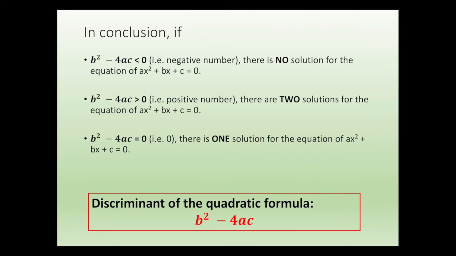So in summary, if b squared minus 4ac is less than 0, there are no solutions at all, therefore there are no roots. If it is greater than 0, there are two solutions, therefore there are two roots. If it is 0, there is only one solution, one root.